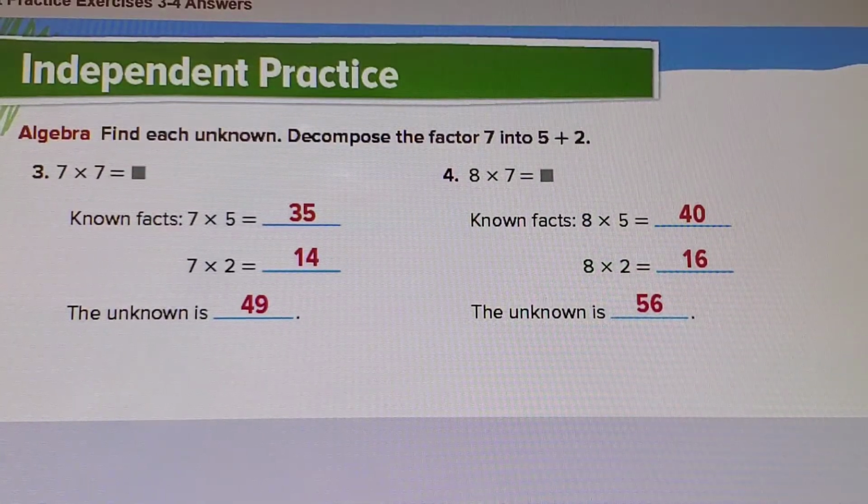So 7 times 5 equals 35, and 7 times 2 equals 14. And when you add that together, you get 49. On number 4, 8 times 5 is 40. 8 times 2 is 16. And when you add that together, you get 56.